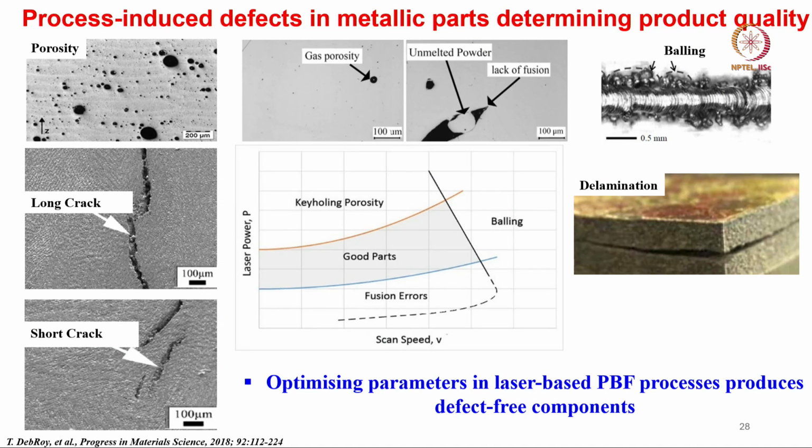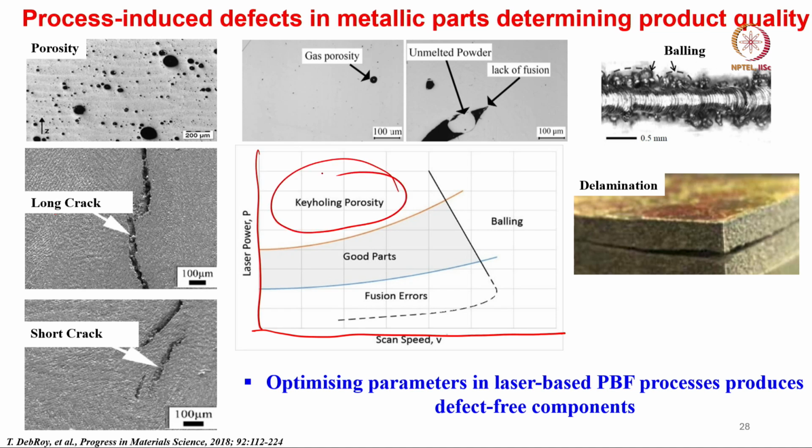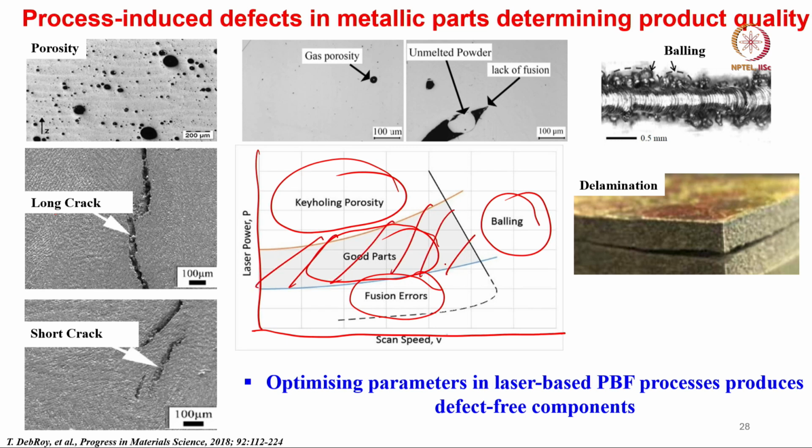What are the different process induced defects in the metallic parts which determine the product quality? Now, this is the porosity, long crack and short crack, as you can see, as a function of laser power and scan speed. If you plot it, at higher laser power there will always be the probability of keyholing porosity, there will be fusion errors, there will be balling type of defects, and in between these are the essentially good parts. Good parts essentially means a smaller number of defects or minimal defects.